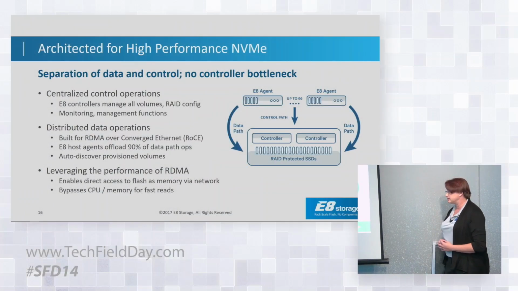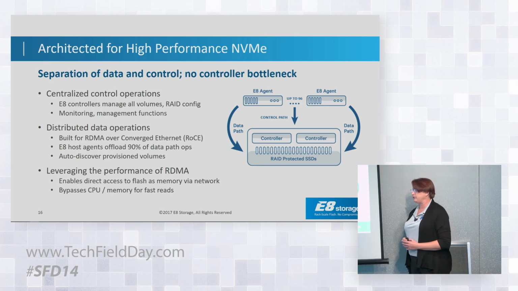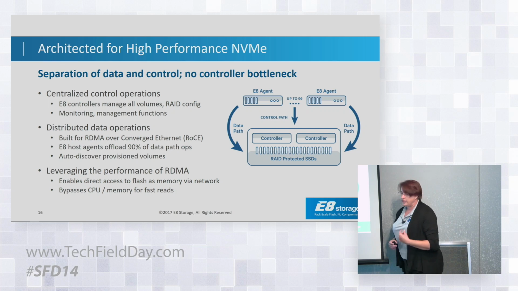One of the things we do leverage is the performance of remote direct memory access, and this is where you get the really, really fast reads. Because we use RDMA, we leverage it from the NIC. So any RDMA-enabled NIC on the host as well as our side can be used to get this feature, so that when the E8 agent wants to read, it can bypass the CPU and memory of the controller and go straight to the drives and read that data.